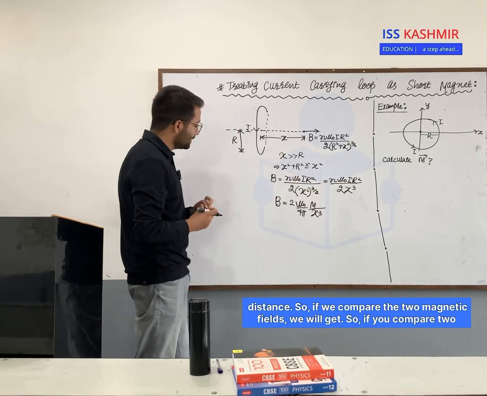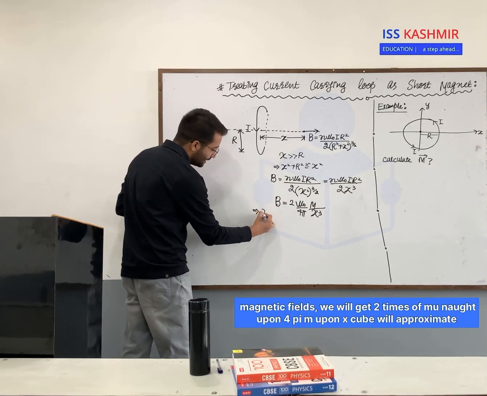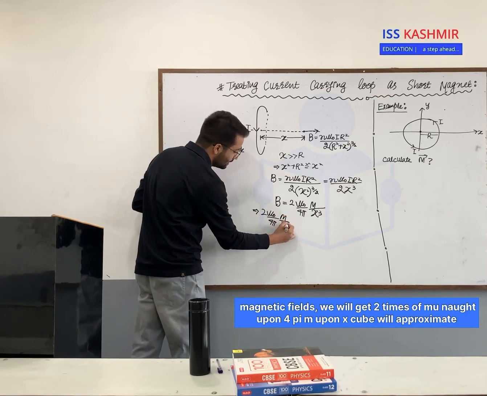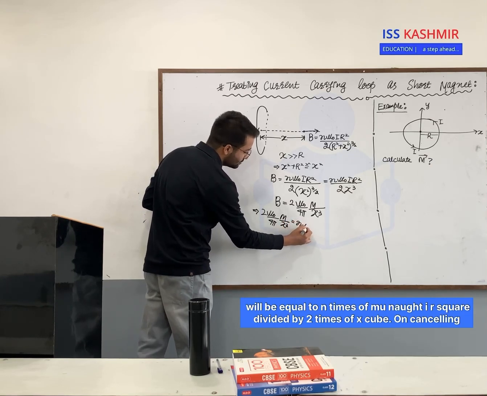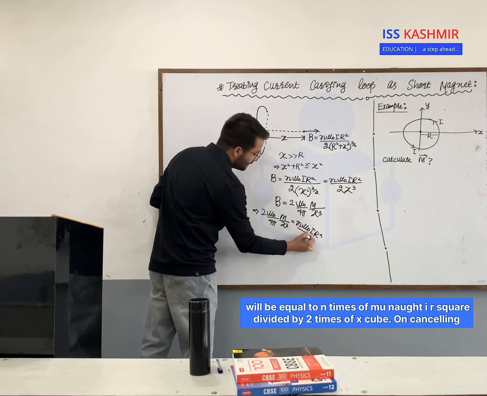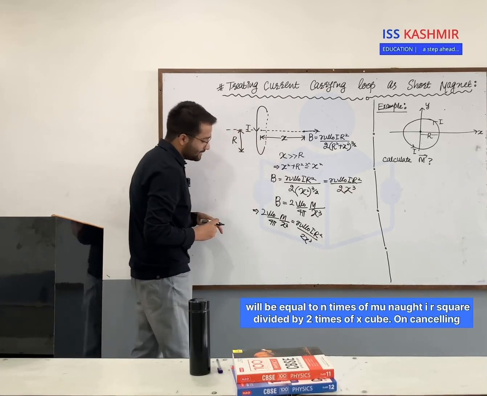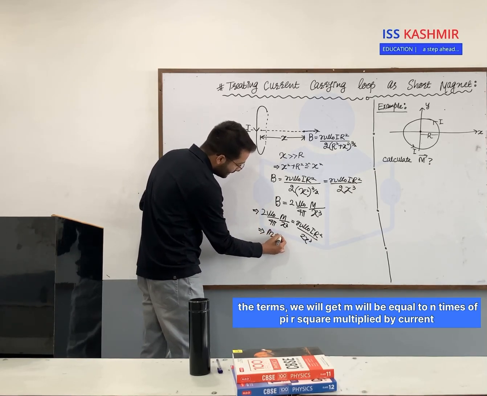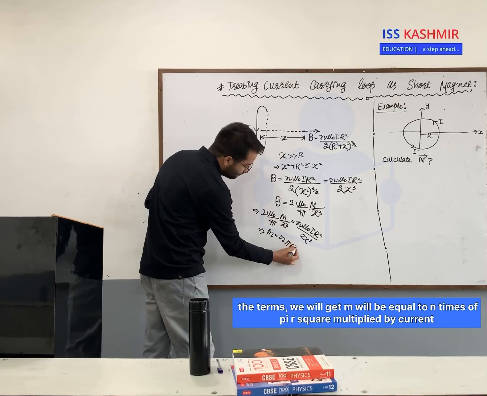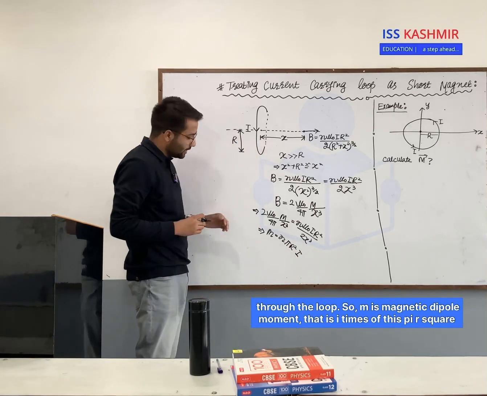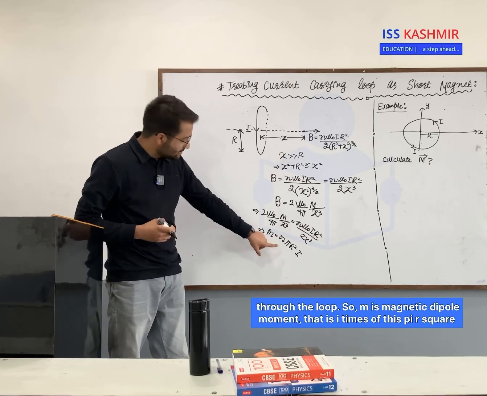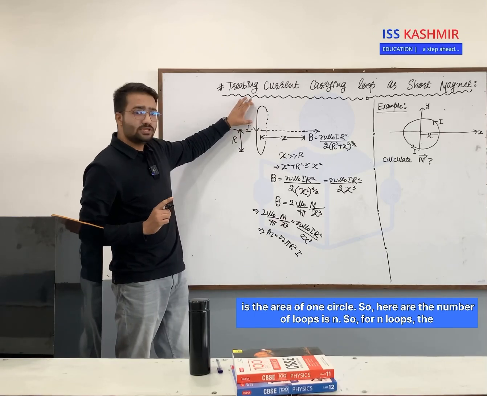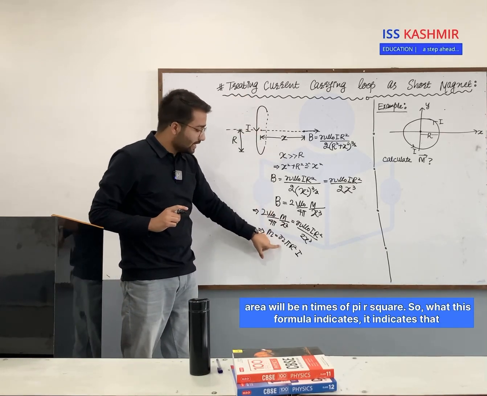So if we compare the two magnetic fields, we will get 2 times mu naught upon 4 pi, m upon x cube, will be equal to N times mu naught I r square divided by 2 times x cube. On cancelling the terms, we will get m equal to N times pi r square multiplied by the current through the loop. Okay, so m is the magnetic dipole moment, that is I times pi r square, where pi r square is the area of one circle. Here the number of loops is N, so for N loops the area will be N times pi r square.